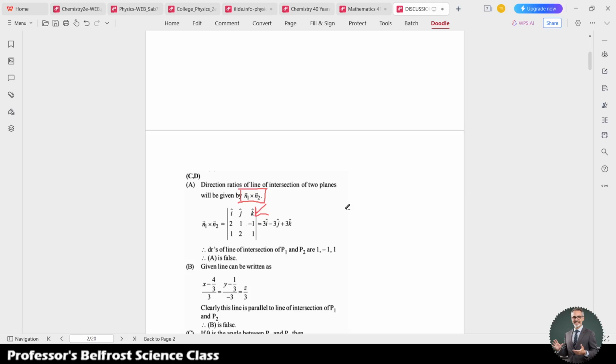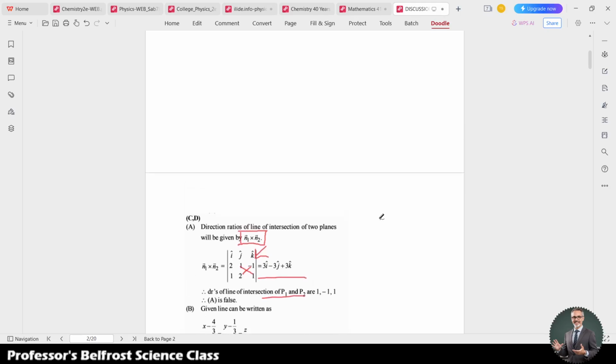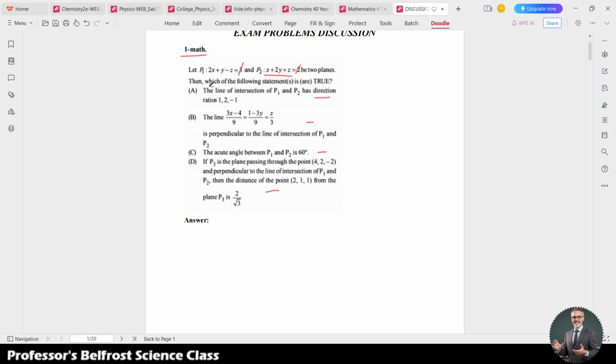How to calculate this is very easy. For i, just cross it like this: 1 times 1 minus minus 1 times 2 is 3. For minus j, it is 2 times 1 minus minus 1, which is minus 3. For k, it is 2 times 2 minus 1, which is 3. So the ratio is 3 by minus 3 by 3, which is 1 by minus 1, 1. The option is 1, 2, minus 1, so it's wrong.